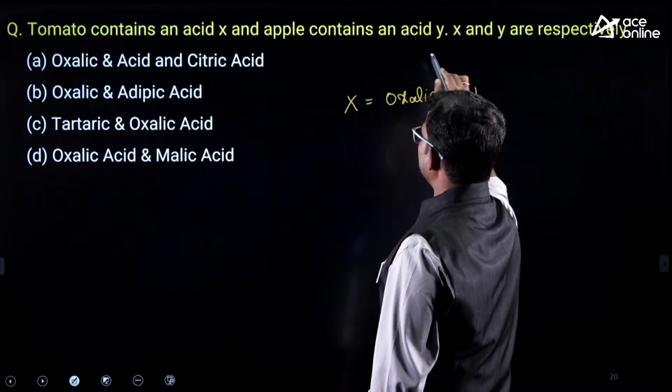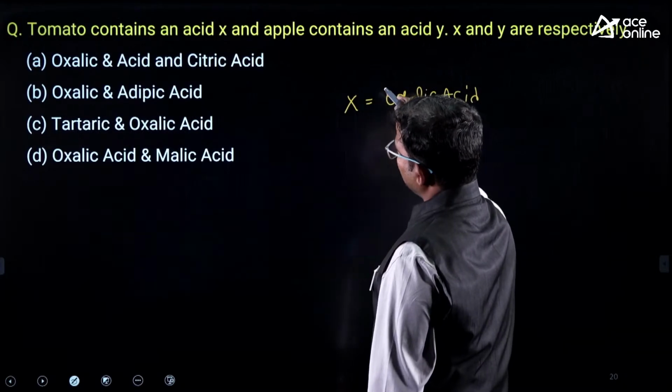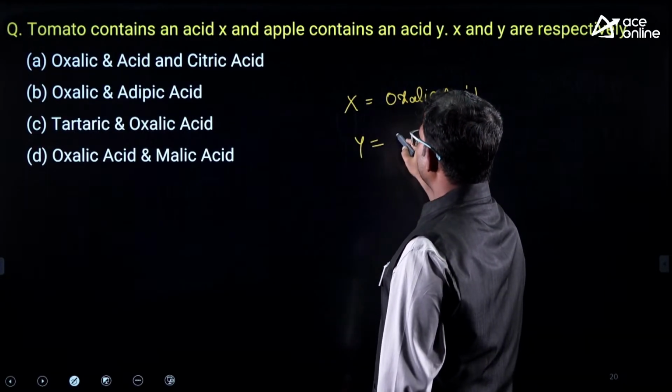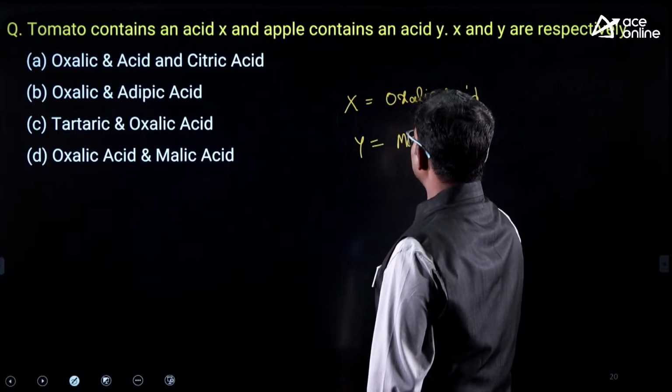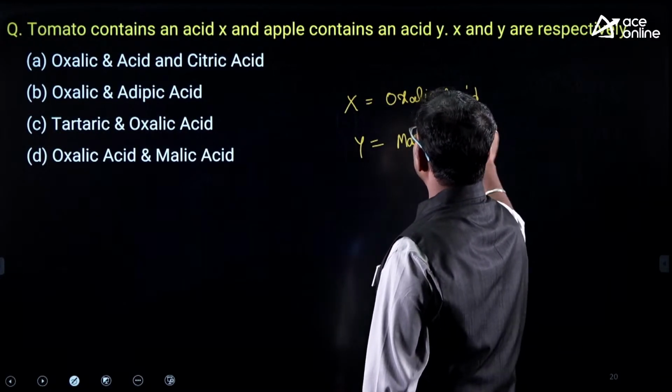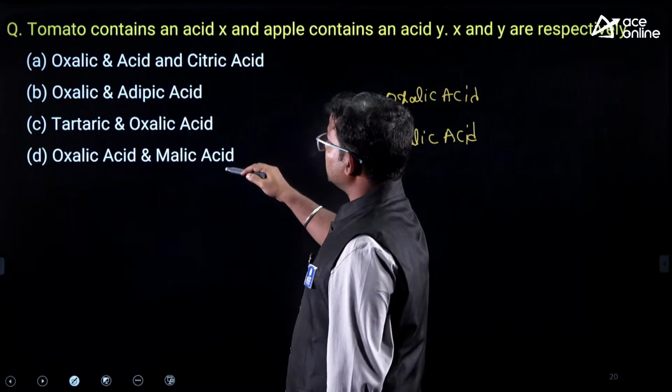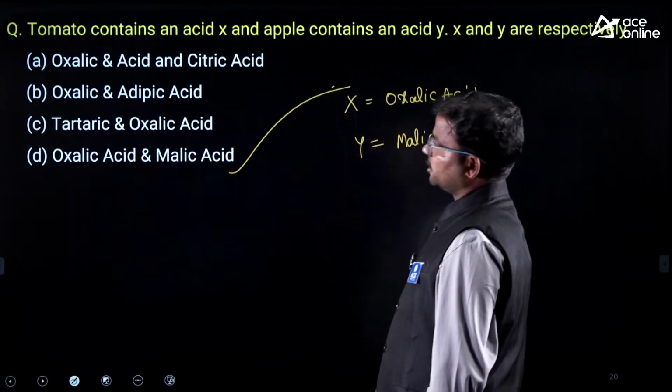Oxalic acid. Next, apple contains acid Y. Actually, in apple it has malic acid. So what are the X and Y respectively? Oxalic and malic acid. Option D is the right answer.